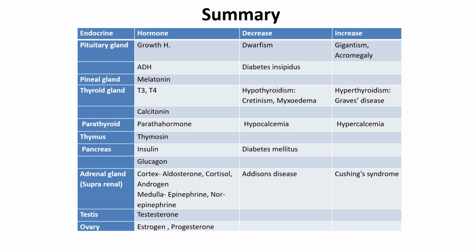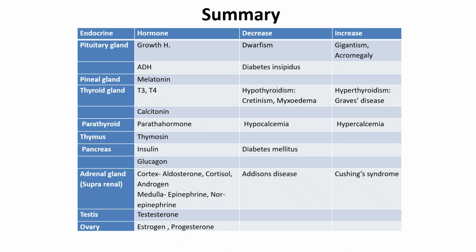The second hormone secreted by the thyroid gland is calcitonin. The parathyroid gland secretes parathormone, and a decreased level causes hypocalcemia. An increased level of parathormone causes hypercalcemia. Thymus, the hormone is thymosin. Pancreas, the first hormone is insulin, so a decreased level causes diabetes mellitus. The second hormone is glucagon. The adrenal gland, also called the suprarenal gland. So the adrenal cortex secretes aldosterone, cortisol and androgen. The decreased level of corticoid hormones causes Addison's disease, and an increased level of corticoid hormones causes Cushing's syndrome.